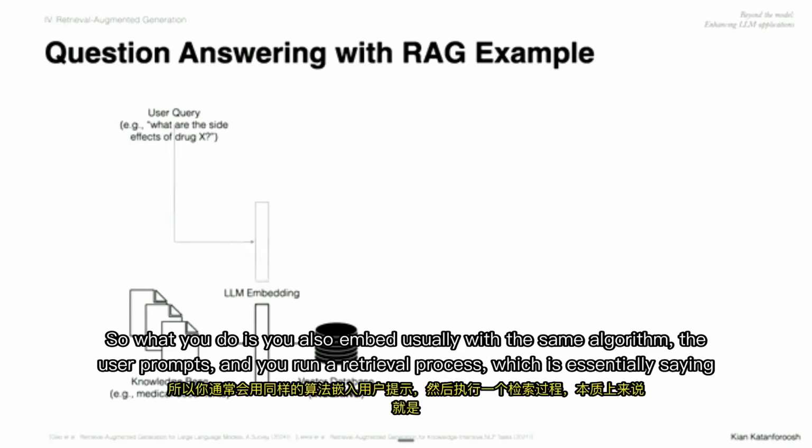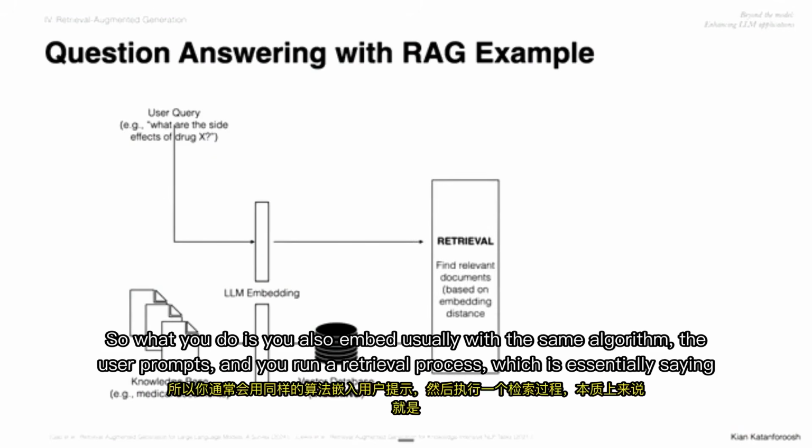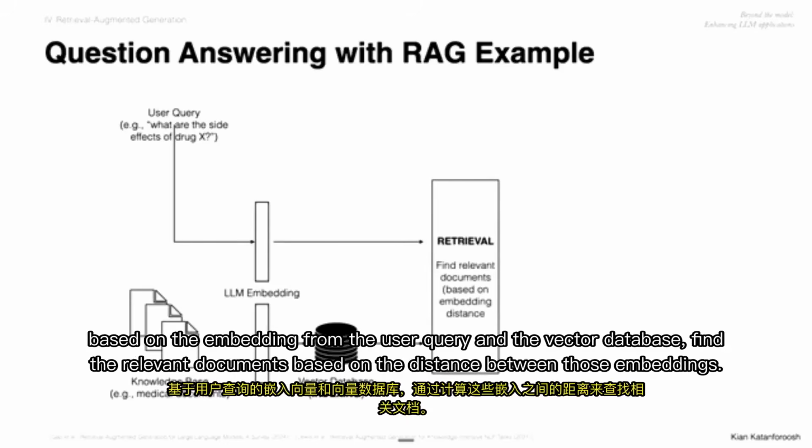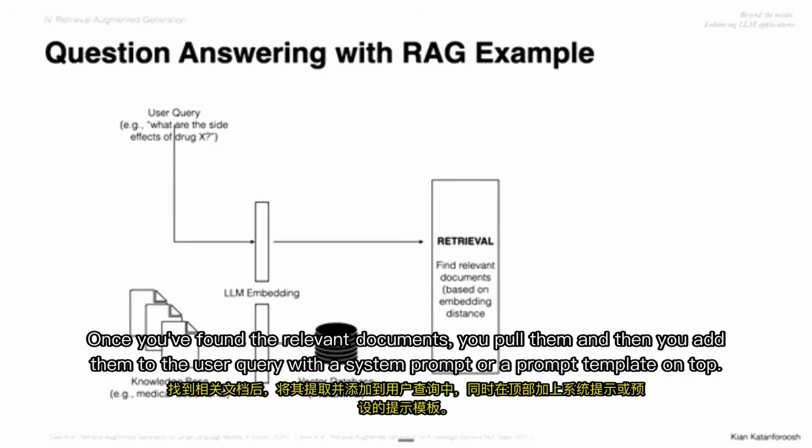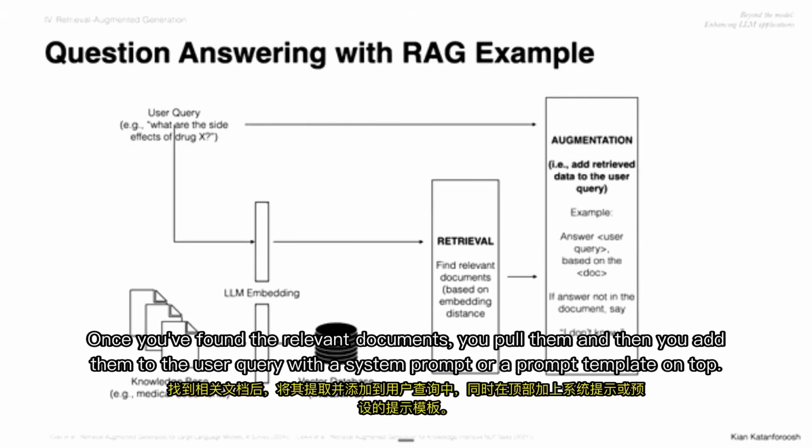distance metric. So what you do is you also embed, usually with the same algorithm, the user prompts, and you run a retrieval process, which is essentially saying, based on the embedding from the user query and the vector database, find the relevant documents based on the distance between those embeddings. Once you've found the relevant documents, you pull them and then you add them to the user query with a system prompt or a prompt template on top.